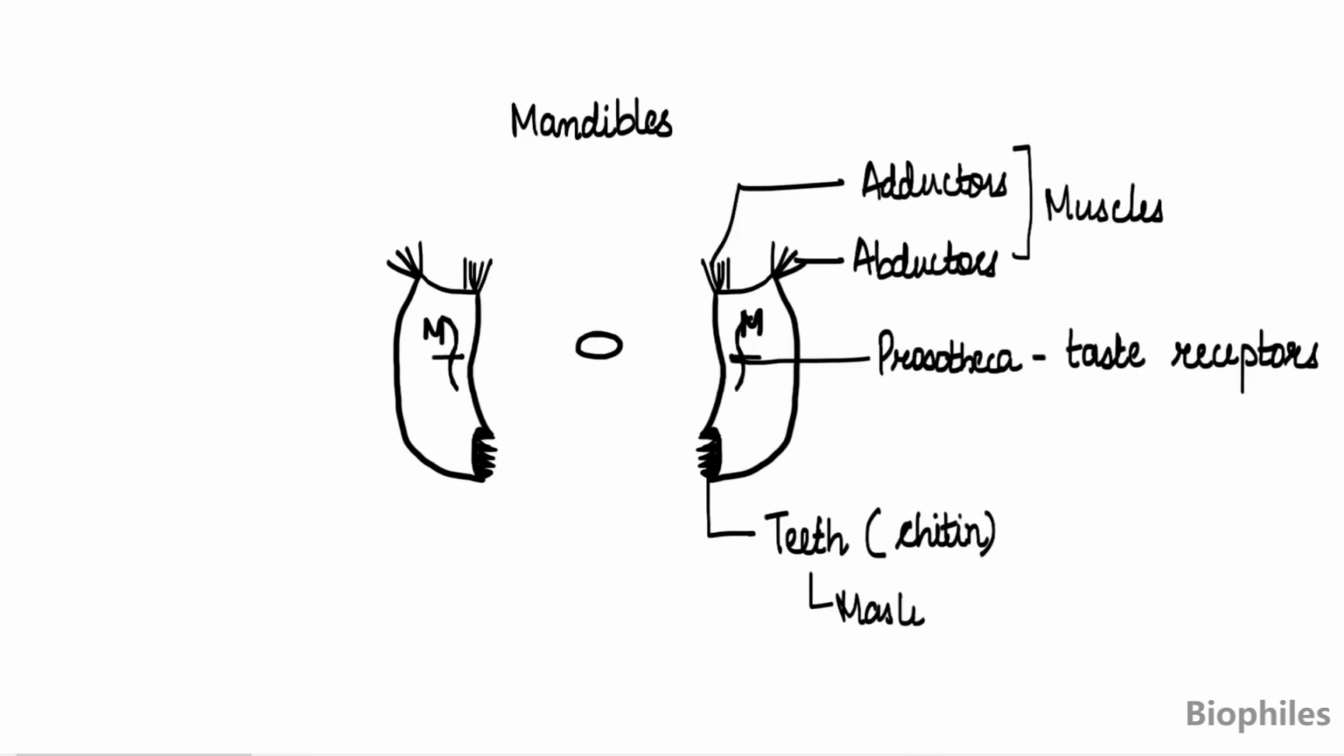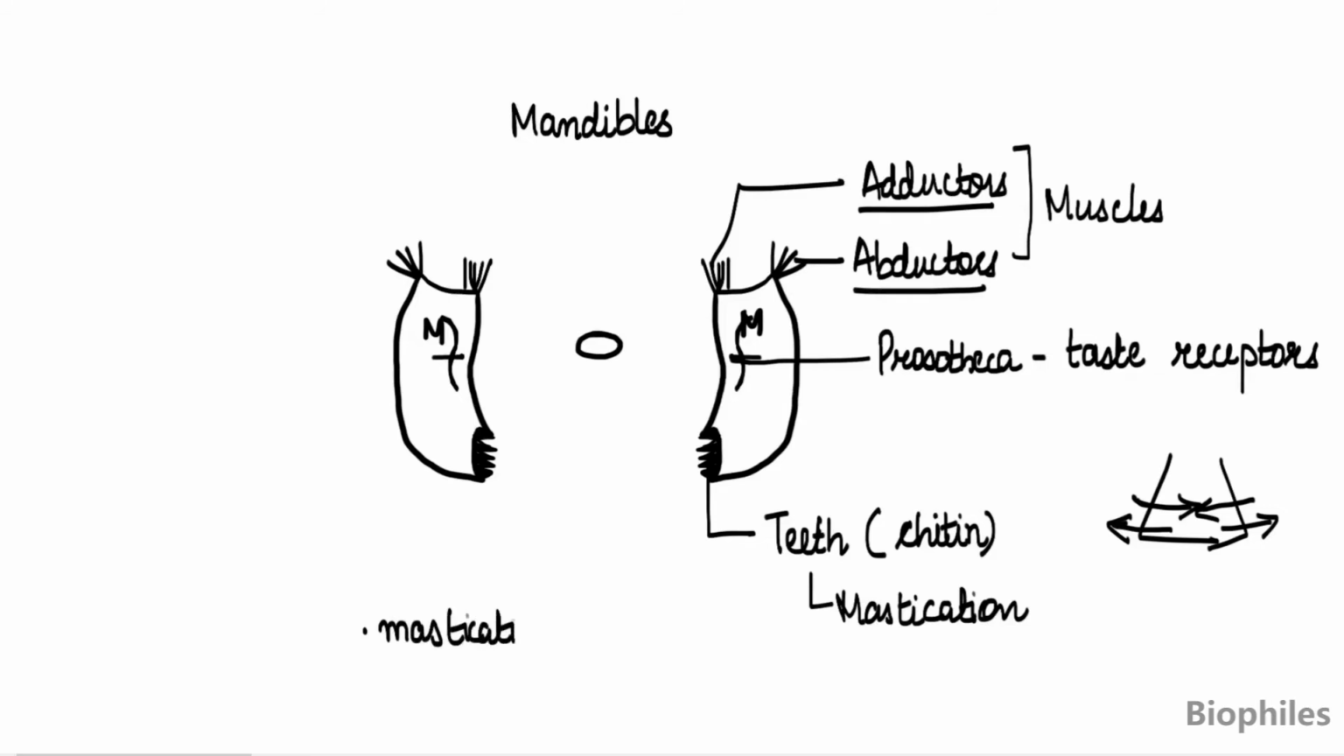How will these teeth be moved? These teeth will be moved with the help of adductors and abductors. These muscles, they move on the horizontal plane like this, in this direction, and then towards the outer side. So they will move along the horizontal plane to bite and to break down the food. So the functions of the mandibles, one is mastication of food, and the second function is tasting the food.